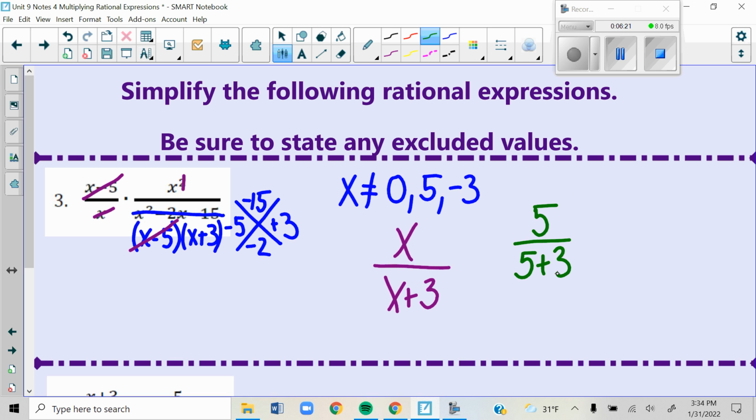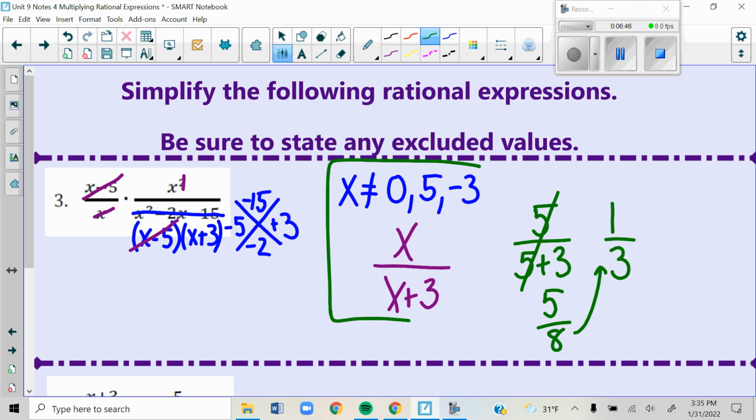All right, so all I did was substitute 5 in for x. So if you went through and canceled the 5s, then you would be left with a 1 on the top and a 3 on the bottom. But now if we go back in, that's really 5 over 8. Can I simplify 5 over 8 into 1/3? No, those are not equivalent. So there's a numeric example as to why I can't cancel those two x's out. So I'm going to leave them.